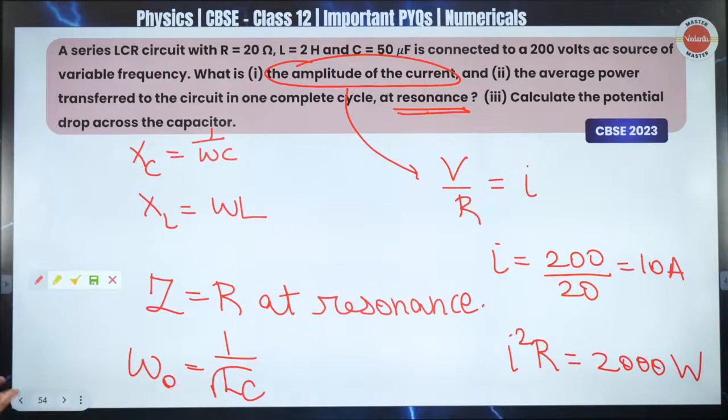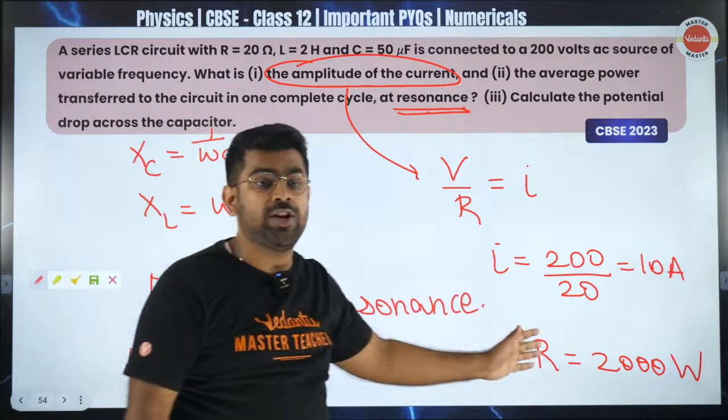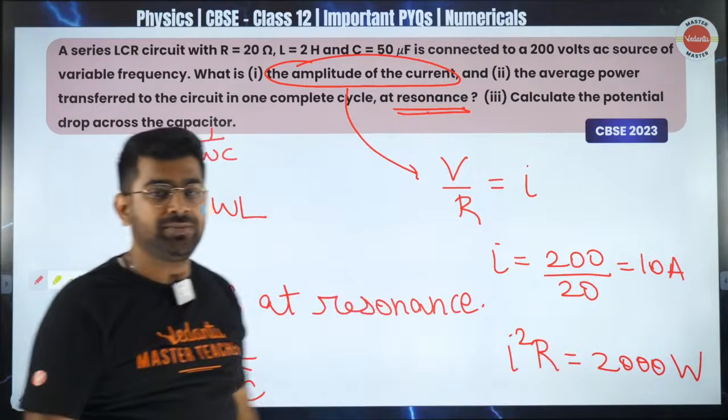So 2000 watt will be the answer, because average power transfer is I square R, as all of these are RMS values. All the values I am using are RMS values, so you can use the DC formulas. Whatever we do in DC current electricity, we can use all of it here. Okay?